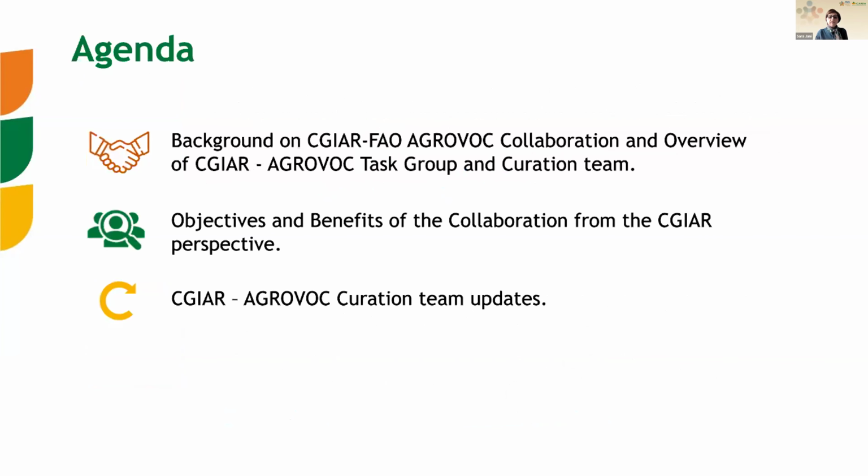The presentation is divided into three main parts. I will start with a background of the CGIAR-AGROVOC collaboration, then elaborate on the collaboration objectives and benefits, then Asma will present a brief update related to the CGIAR-AGROVOC curation team.